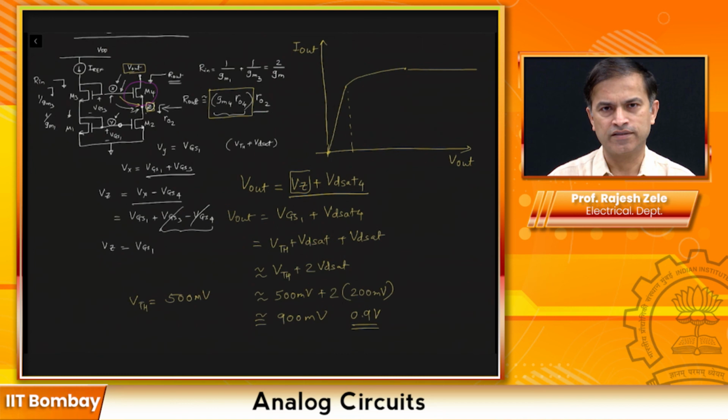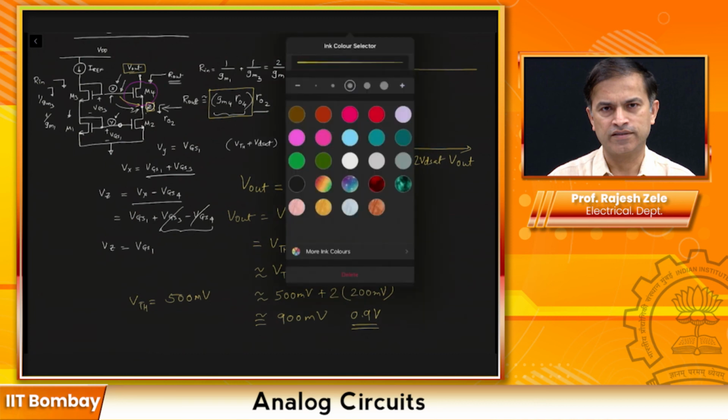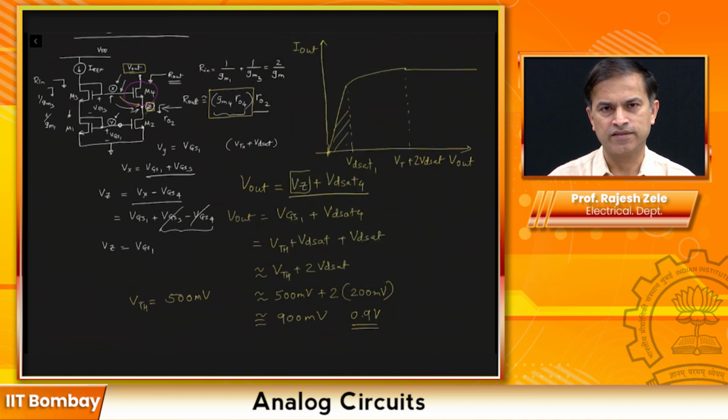Now let me explain what this means. In the first region right here, this would be VDSat and this would be Vt plus 2 VDSat, something like that. In the first region, let me use a green color, this particular region is one region, and then the red part is another region, and then the rest. Beyond this, the output resistance of the current source is pretty good, and you get near ideal behavior, which is no matter what the voltage is, you will get the same current, because the output resistance is very good.